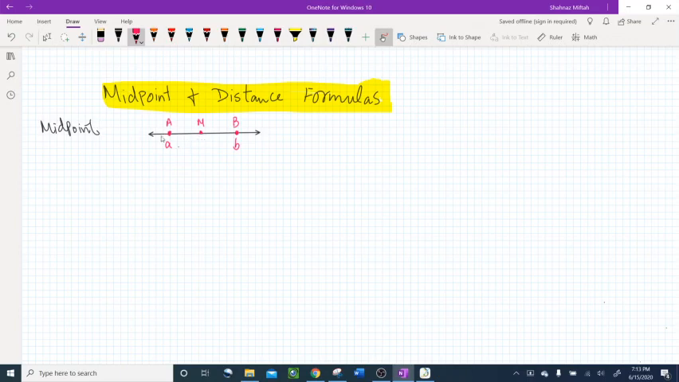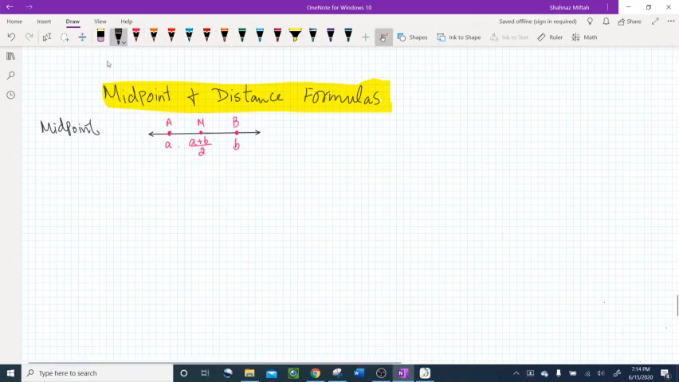The midpoint on the number line: the coordinate of the midpoint is the average, or mean, of the coordinates of the endpoints, a plus b. Average or mean means you add and divide by 2, the number of points you have. So I have these two endpoints, and the mean or average of these two endpoints gives me the midpoint. This is the formula for the midpoint on the number line.